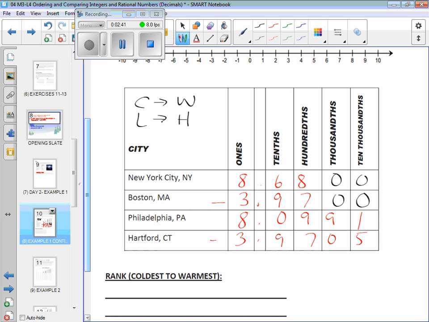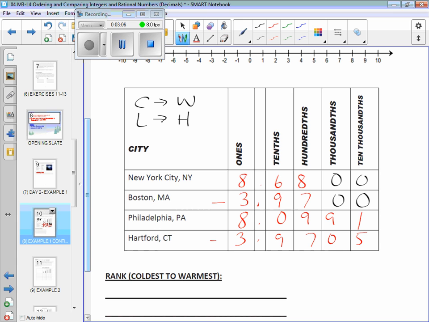Understand that concept, because if you can eliminate half the choices right from the get-go, that's going to make it more manageable. Joe? Philly and New York. Why? Because they're not negative numbers. Right, your negatives are always going to be lower than your positives. So now we're going to narrow it down to Boston and Hartford. Can't tell by this -3, -3. So now we've got to go to the next.